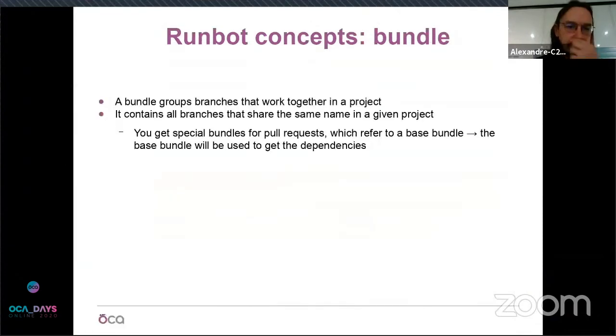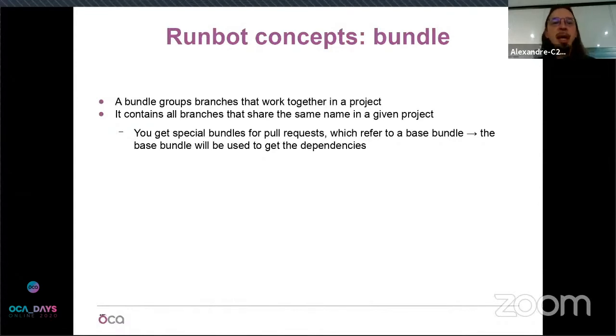So build step. Now we have triggers, and the triggers have trigger repositories and dependency repositories. When something happens on one of the trigger repositories, we will use the trigger repositories and the dependency repositories to manage a bundle. The bundle is a group of branches which are found on a repository that work together in a project. So by default, it's all the branches with the same name which belong to a same trigger.